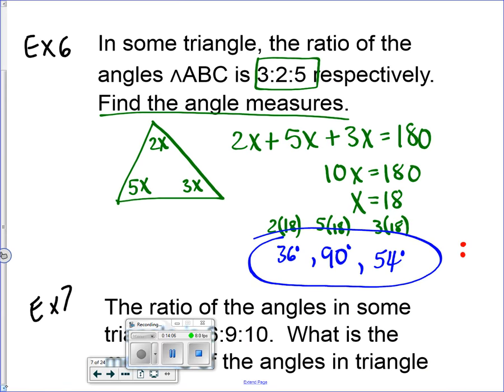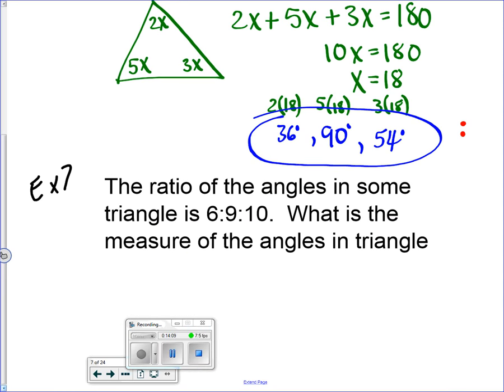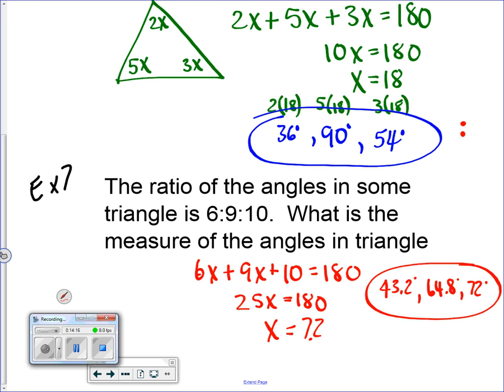All right, here's another one that's just like it. Go ahead and see if you can do this one on your own. And there you have it. Don't forget to put your little degree mark in there because they're angles.